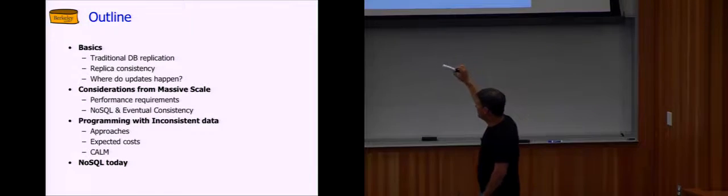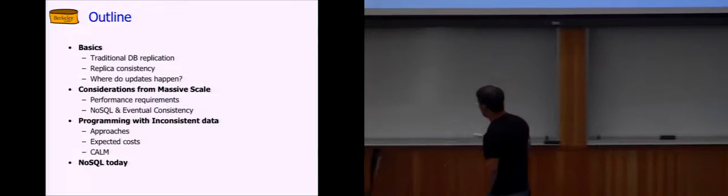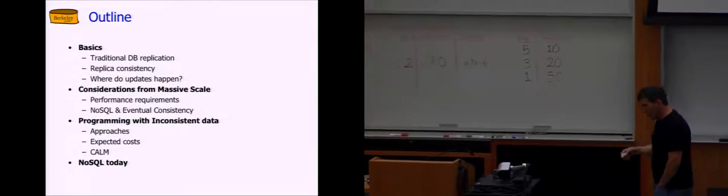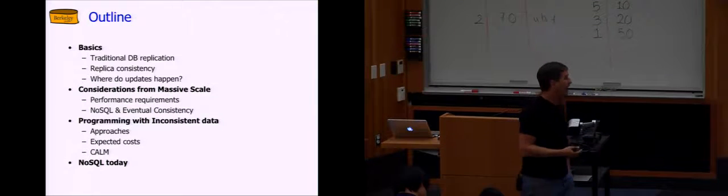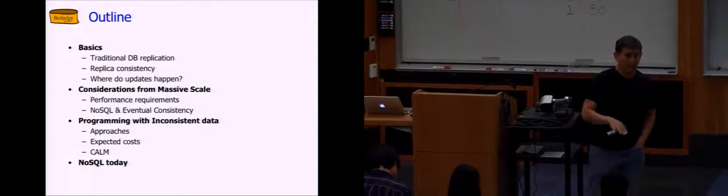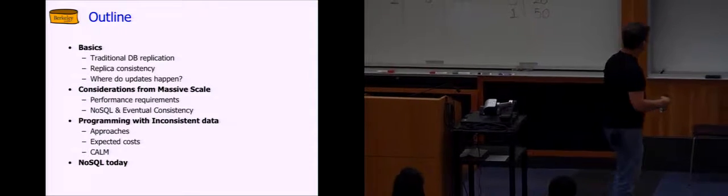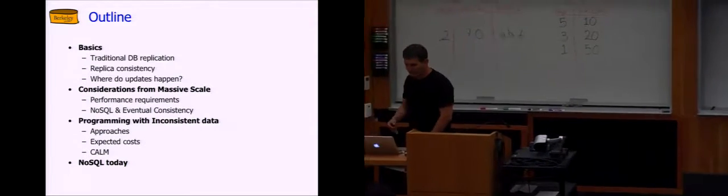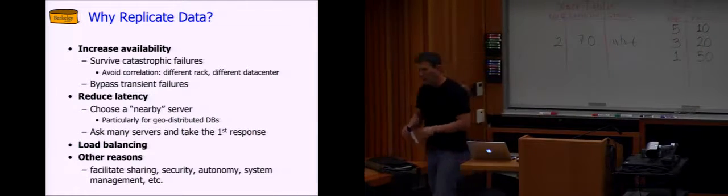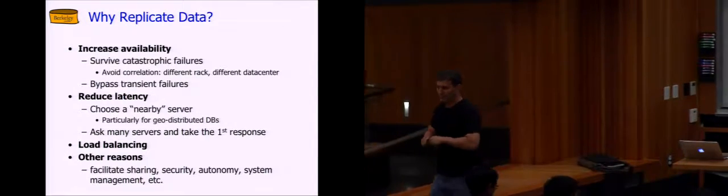There's a bunch of different approaches. They have costs. And there's a result that came out of my group called the CALM theorem that helps you reason about how to write applications correctly in the context of inconsistent infrastructure, which, if we have time, I'll explain to you. And then I have a little snapshot of some of the things going on in NoSQL today.